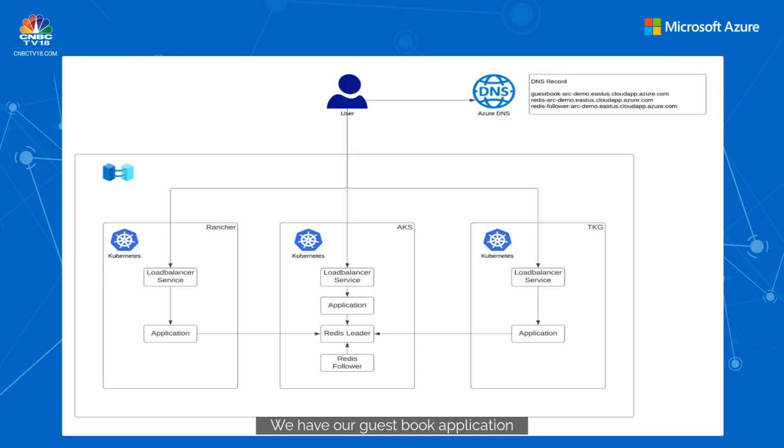We have our guestbook application that we are all familiar with, which is a two-tiered application on PHP and Redis. This is deployed across three clusters: Azure Kubernetes Service, Tanzu Kubernetes, and Rancher Kubernetes. DNS helps us identify the load balancer IP addresses, and each application in the cluster is fronted by its own individual load balancer. The database used here is Redis, which is in leader and follower mode, and both have their individual services. Through this demo, we would like to show how the application can be deployed and scaled across clusters using GitOps policy while still pointing to the same database.